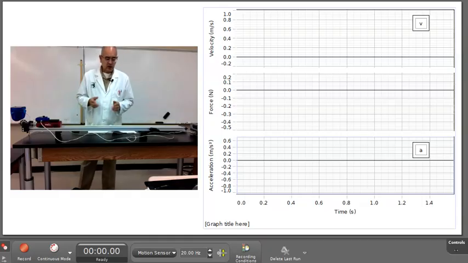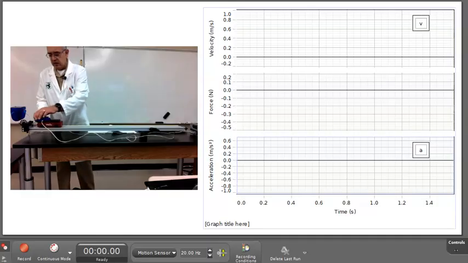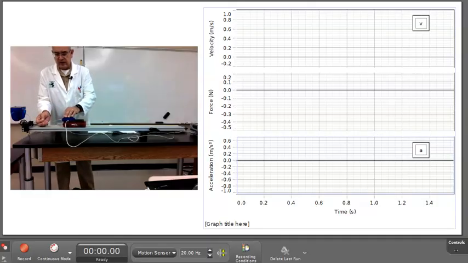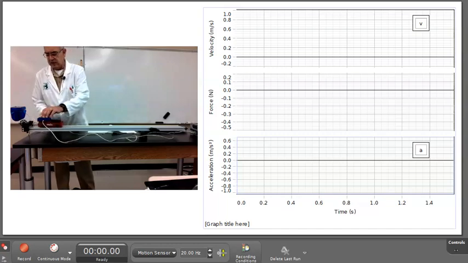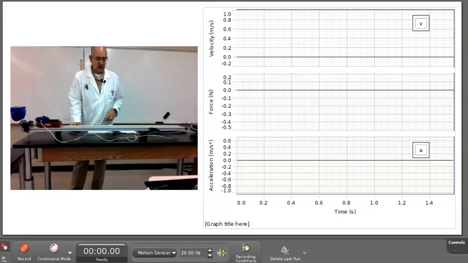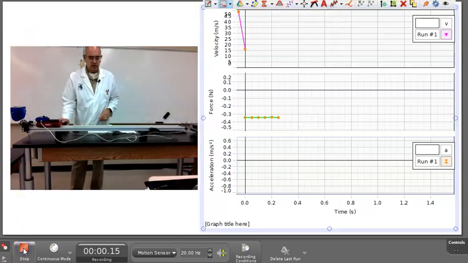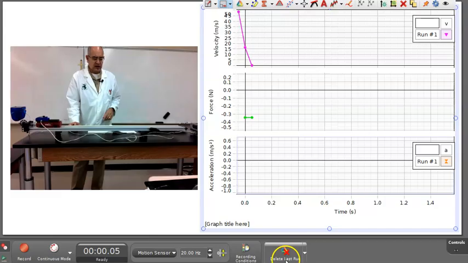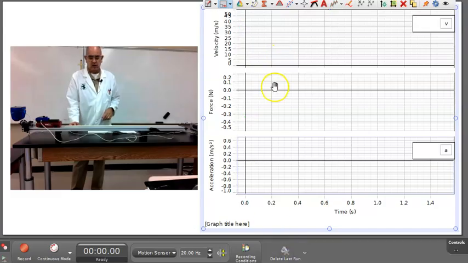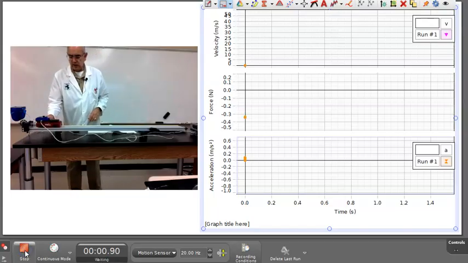So let me go ahead and first take the slack off the string, zero the force sensor so it reads accurately, and then reset it. And I will go ahead and start the recording. Okay, that seems to happen a lot. I've done this experiment a couple of times. The first run always seems to do that. Let's go here.